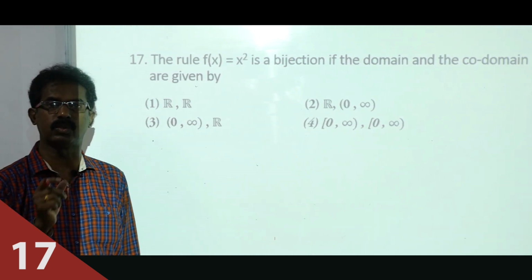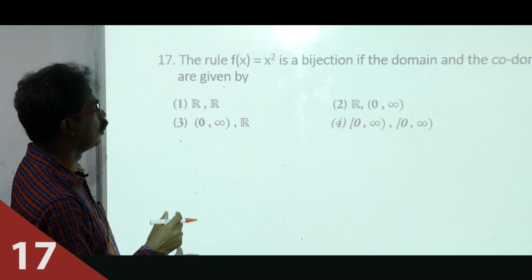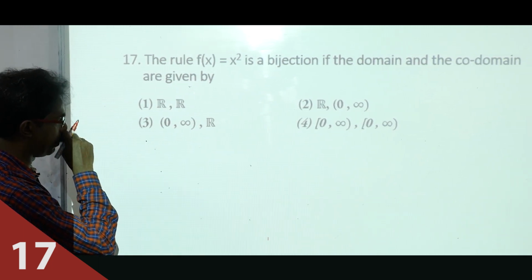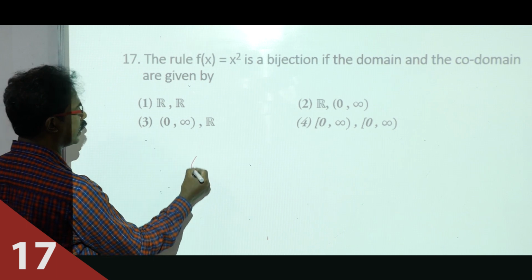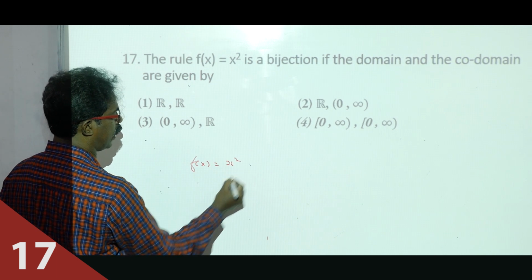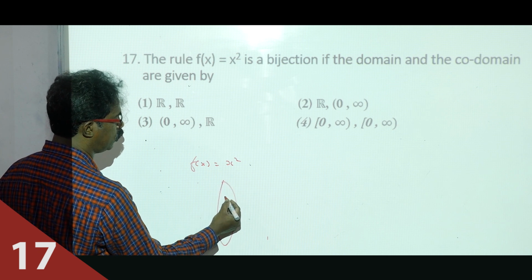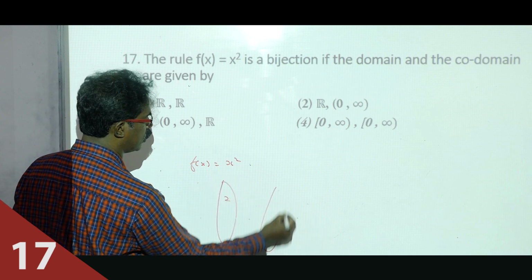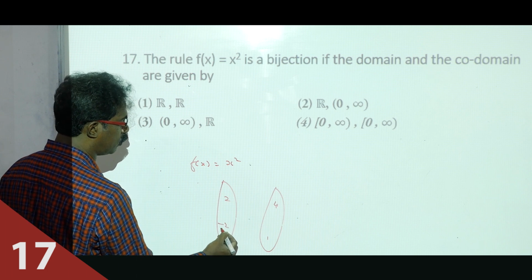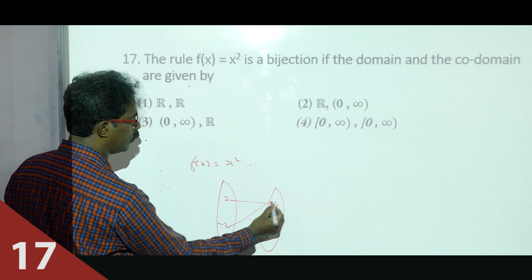What is bijection? It is one-one and onto. Then the domain and codomain are given by f of x equal to x square. You have to remember f of x equal to x square. Suppose if I give 2, it is 2 square, which is 4. If I give -2, square is also 4.